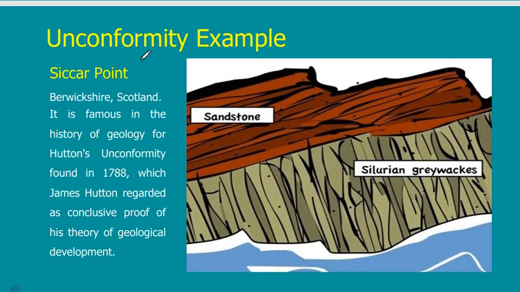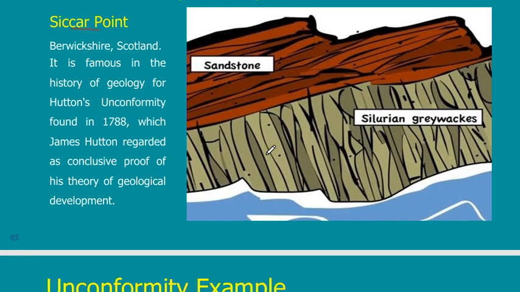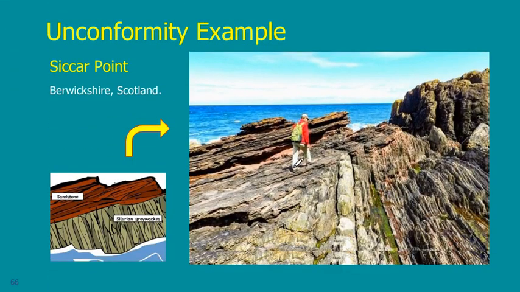Examples of unconformity in real life, two examples, they are very important. There is something in the UK called Siccar Point. Siccar Point is something like this. These are the upper layers, and these are the lower layers. So this is a simulation. Upper layers in this direction with a special shape, and lower layers like this.